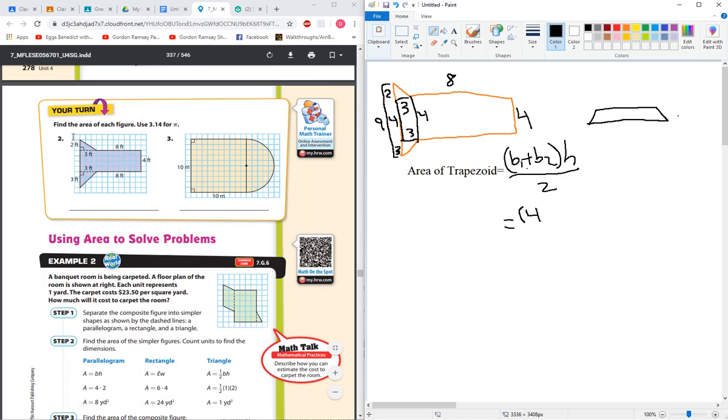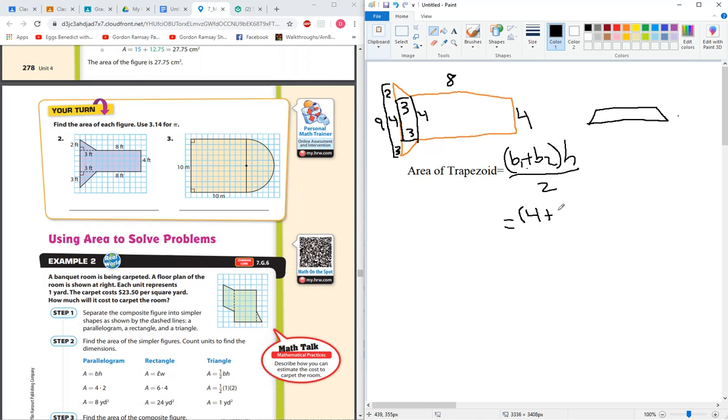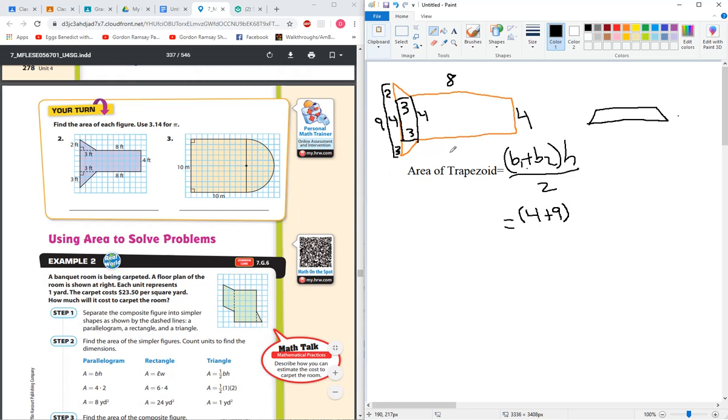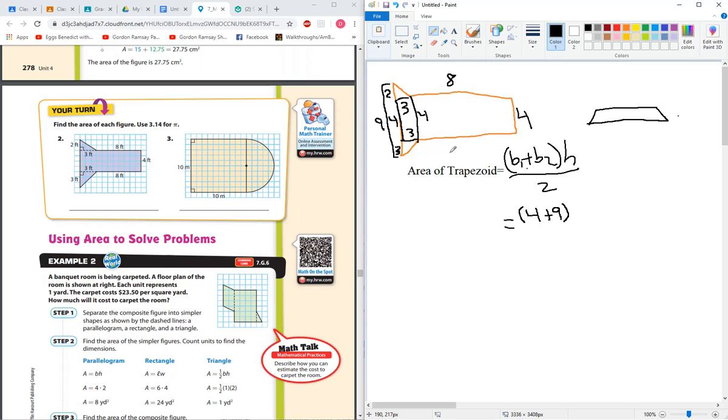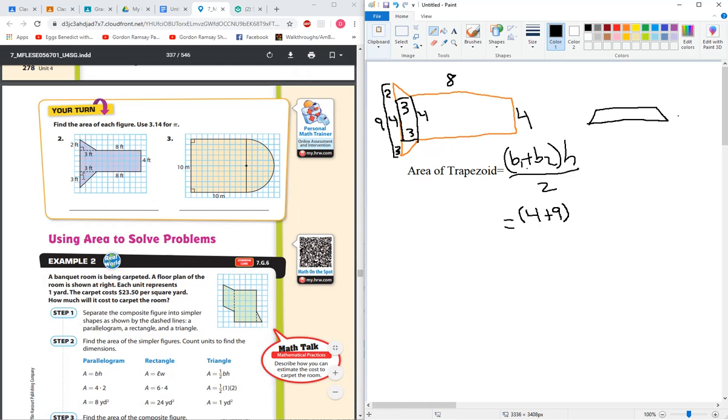So from here to here is 3, here to here is 2. So that means that my base 2 is 9, times the height. Now remember what we said. The height will always be at a 90-degree angle to the base. So if you look here, that little square is not there for decoration. That's to tell you that this dotted line is 90 degrees to our base too.